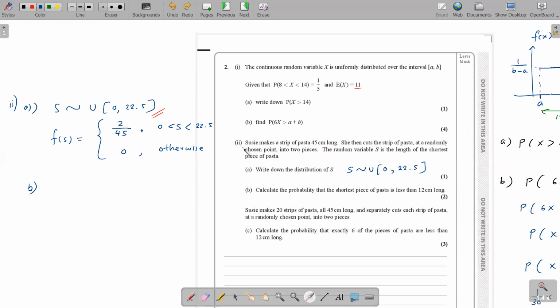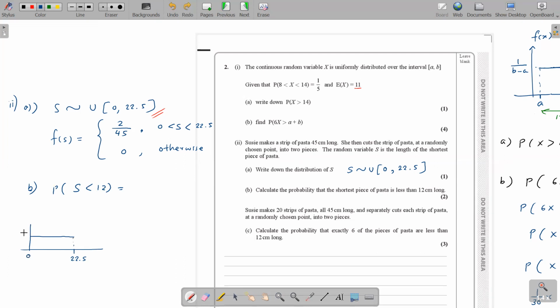Okay, now let's go to Roman number 2 part B. Calculate the probability the shortest piece of pasta is less than 12 centimeters, which means what's the probability? We have to find S is less than 12. Can't you find this probability? So we already have the distribution. The S values are between 0 and 22.5. This is 2 over 45, right?